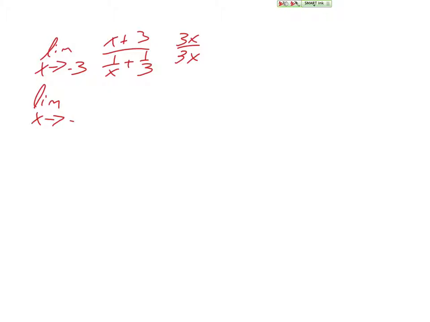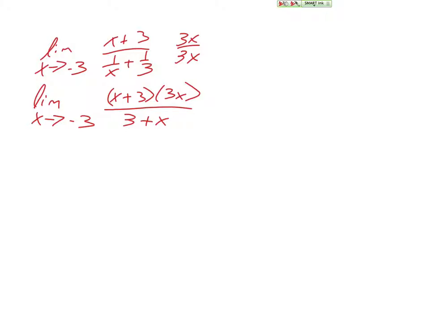So x plus 3, over 1 over x plus 1 over 3, is that right? And we are approaching negative 3. Number one rule is plug it in. I plug in negative 3 at the top, I get 0. I plug in negative 3 at the bottom, I get 0. So which situation is this? Fraction within a fraction, so I need to multiply by the common denominator, which is 3x. Leave the top alone, make it x plus 3 times 3x. In the bottom, I end up with 3 plus x.